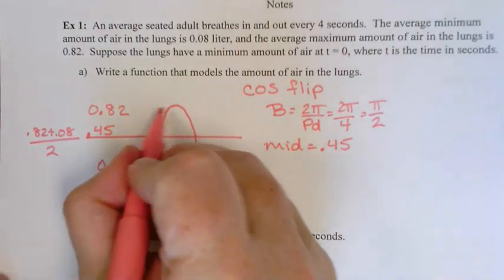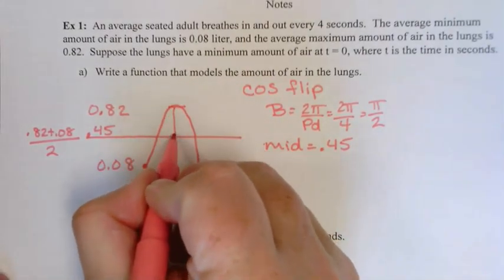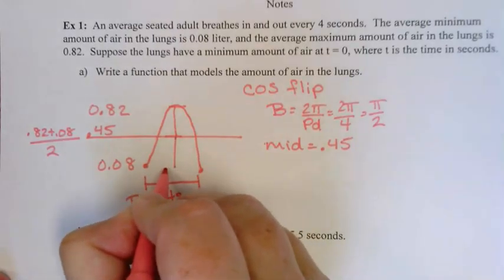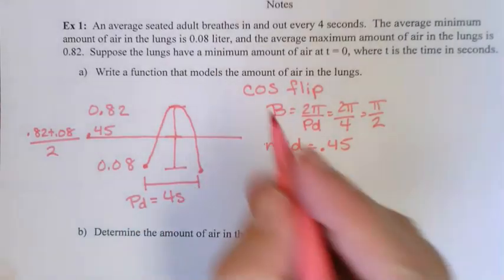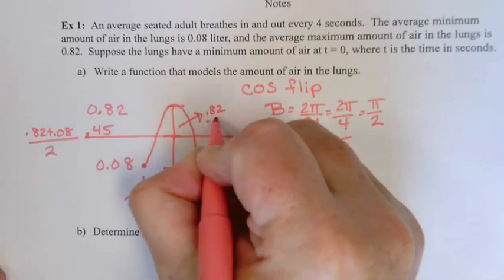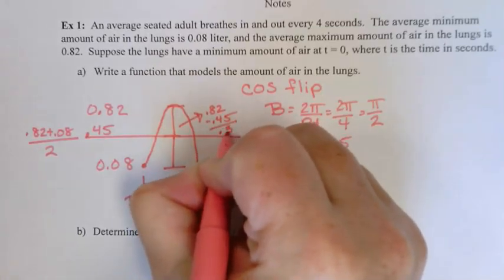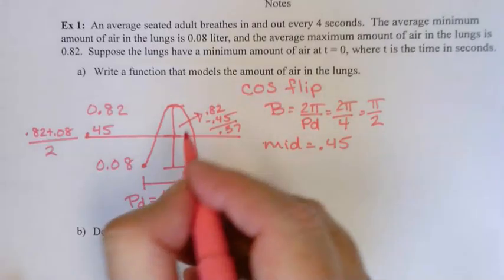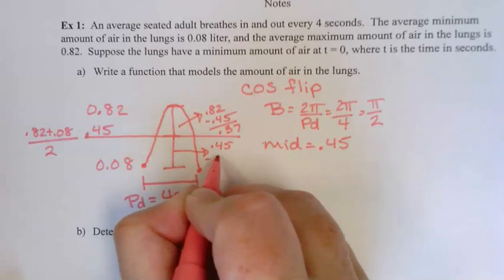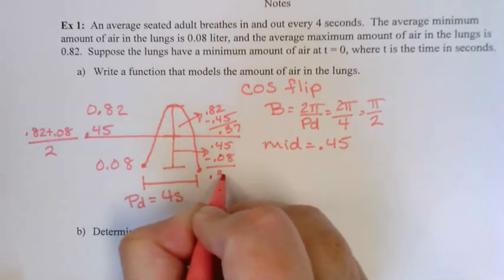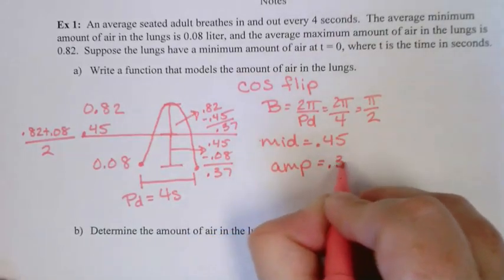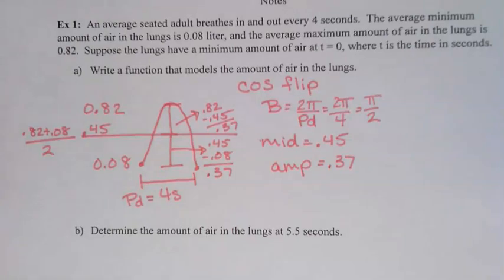Now, the next question is, how far away is 0.82 from 0.45? Or you can say from 0.45 to 0.08. To do this, all you're going to do is 0.82 minus 0.45, and we get 0.37. If you're not sure you did it right, you can do 0.45 minus 0.08, and you get 0.37. So that means my amplitude is 0.37. Okay.